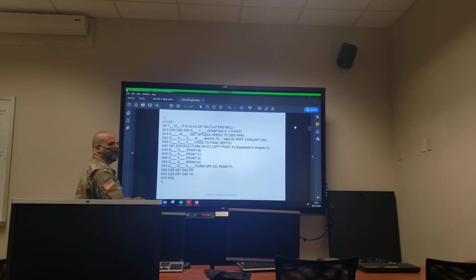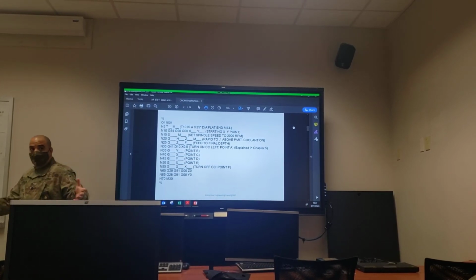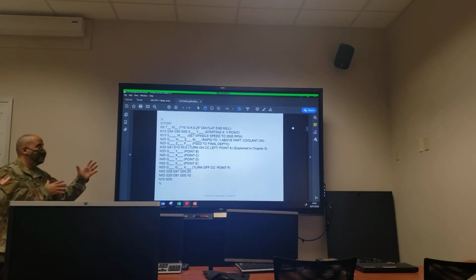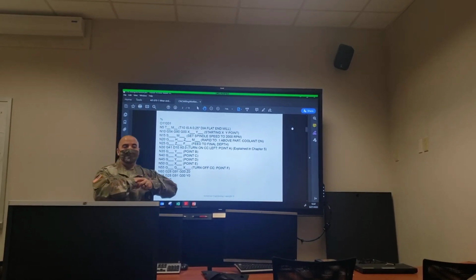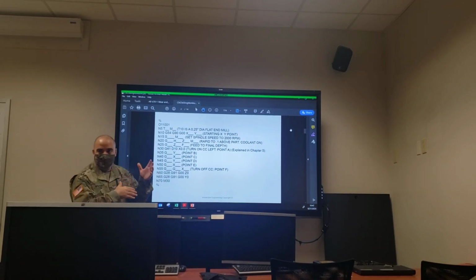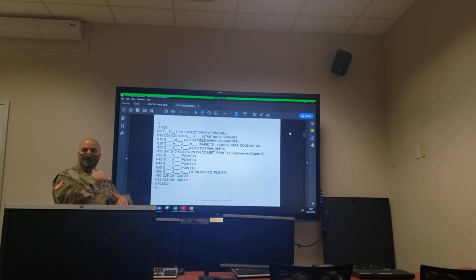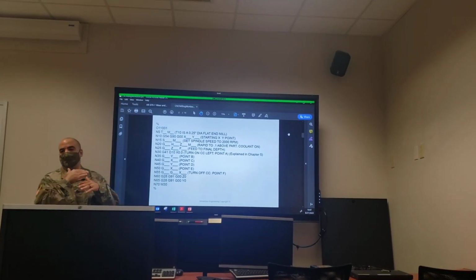Alright. So T stands for what? Just a wild guess. Go ahead. Tool, right? Whatever tool you're working on, it'll be T01, T06, whatever tool you're going to use, right? That's what the T stands for. On the mill, it's T01. On the lathe, it's written T101.